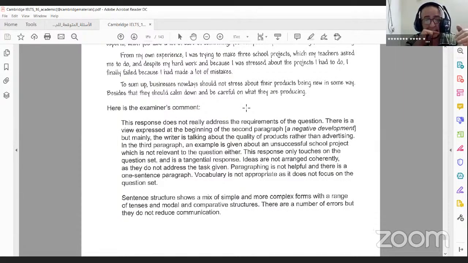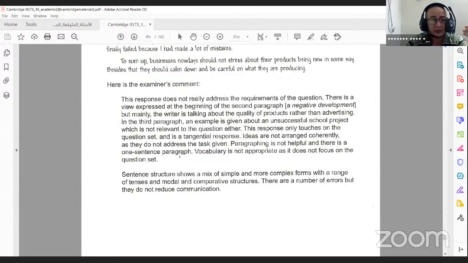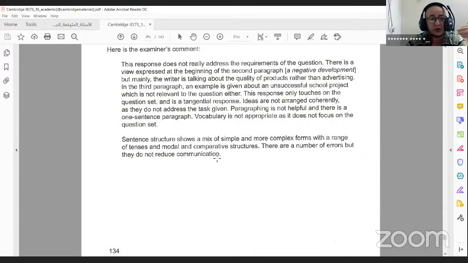Paragraphing is not helpful and there is a one-sentence paragraph. Vocabulary is not appropriate as it does not focus on the question set. Sentence structure shows a mix of simple and more complex forms with a range of tenses and modal and comparative structures. There are a number of errors, but they do not reduce communication.